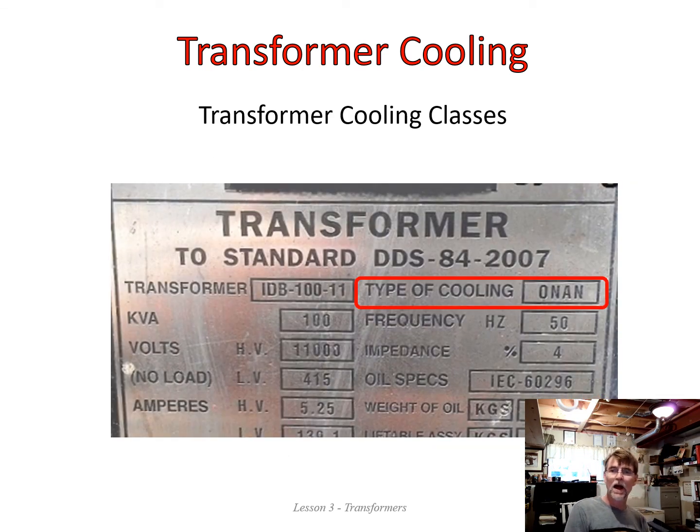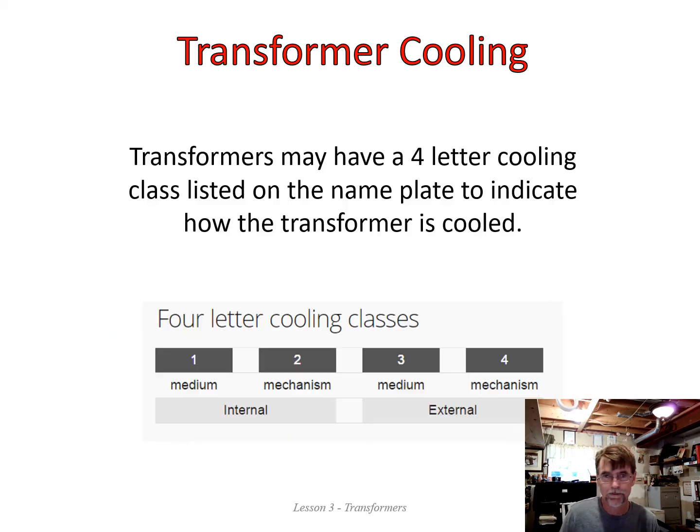So transformers, here's a transformer label. We've got all kinds of information here. What's highlighted, though, is the type of cooling, and there will be 4 letters that will identify how that transformer is cooled. Let's move on to the next slide, and we'll find out what these 4 letters represent.